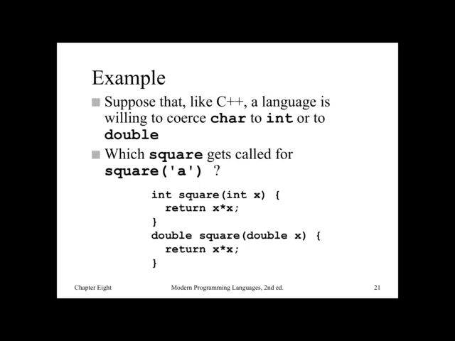Here's an example. So imagine that I've got a language like C++ that is willing to turn a character into an integer or to turn a character into a double. Here's where the subtlety comes into play. I call square and I pass it a character, right? So I've got two functions for square. I've got square that takes an integer and returns an integer. I've got square that takes a double and returns a double. And I'm passing it a single byte as a character into square. Which one do I call?